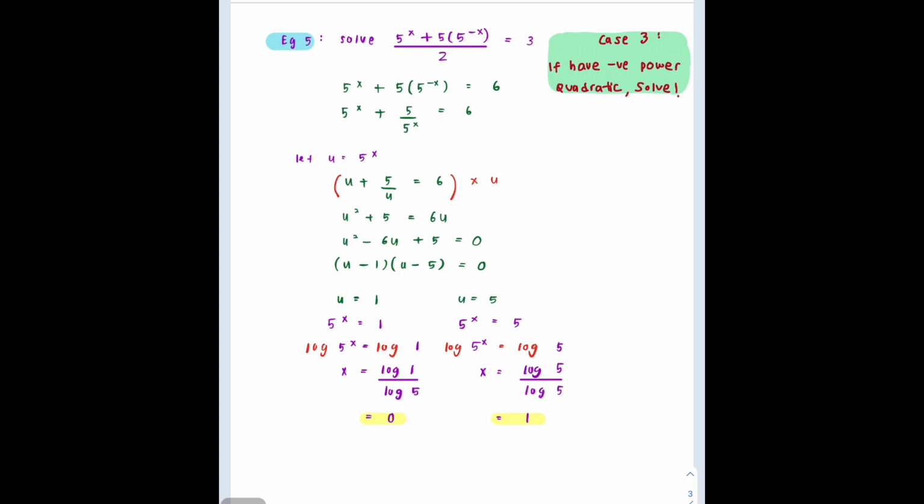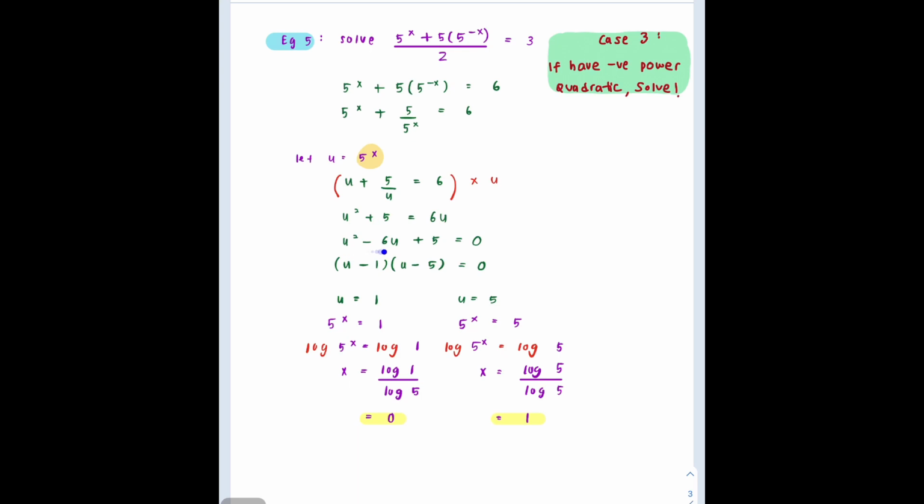And then you have 5 power x. This one also you have 5 power x, originally the negative power, and then you just bring it to the denominator. So let's say you let u is equal to 5 power x. So every 5 power x here will become u. So u plus 5 over u equal to 6. And then just eliminate the denominator, so multiply everything with u. So you have u squared plus 5 equal to 6u. Bring 6u to the other side.